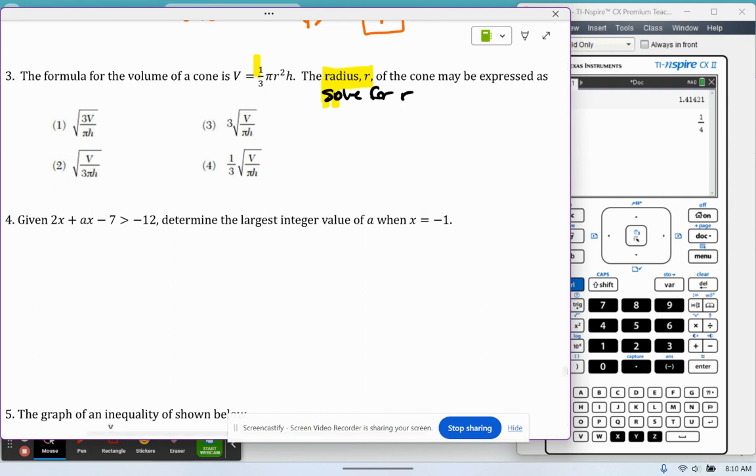Okay, we have solve for r. So we're going to take this guy and we're going to get r all by itself. What is the operation in between 1/3 pi, r squared, and height? Multiplication. So what is the inverse operation of multiplication? So I could divide both sides by all the coefficients of r to get r squared all by itself. Then I just square root both sides. So what would I need to divide both sides by in order to get r squared by itself? I'm going to divide by 1/3 pi h.